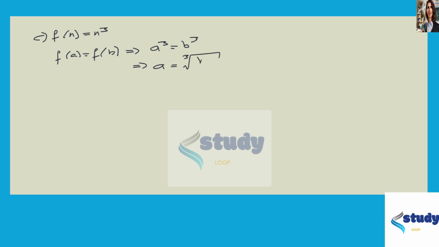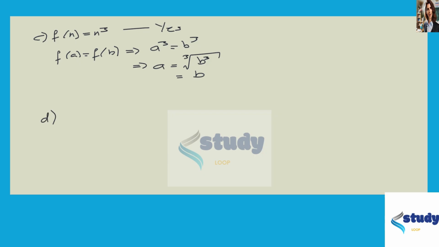Now c, f of n is equal to n cubed. So once again, f of a is equal to f of b, which implies a cubed is equal to b cubed, which implies that a is equal to the cube root of b cubed, which is just b. So therefore, this is a one-to-one function.